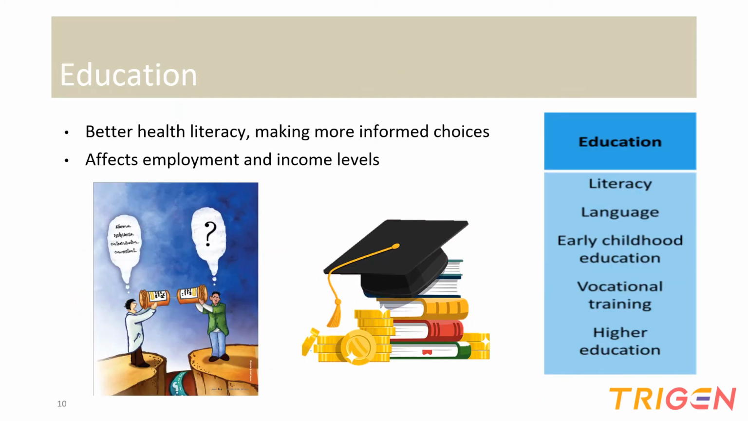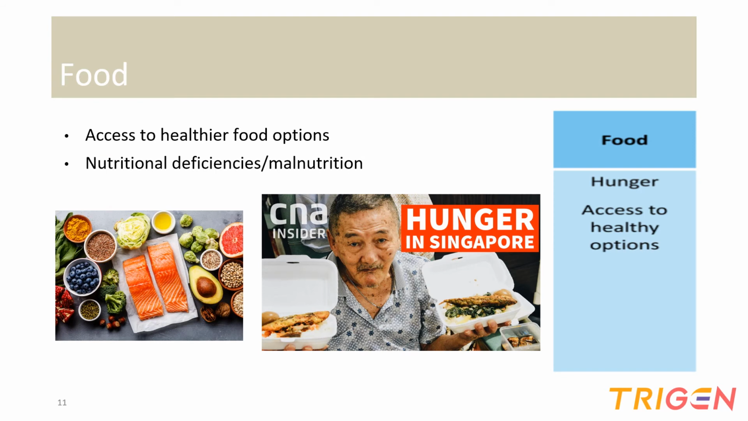Education. With a higher level of education, individuals tend to have better health literacy and better ability to make more informed choices. The level of education also affects one's employment prospects as well as income levels. As for food, access to healthier food options will have an impact on one's health. On the reverse, the lack of access to food in general, hunger, can lead to nutritional deficiencies as well as malnutrition.